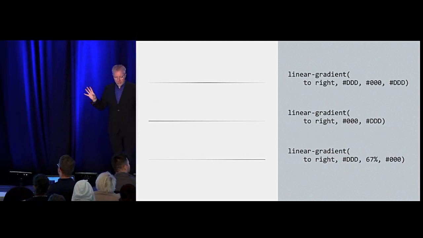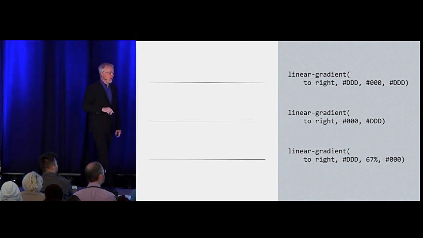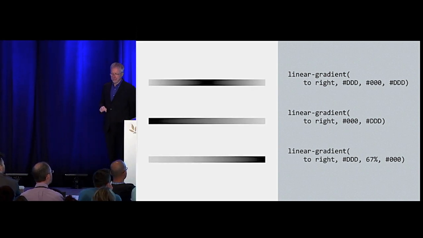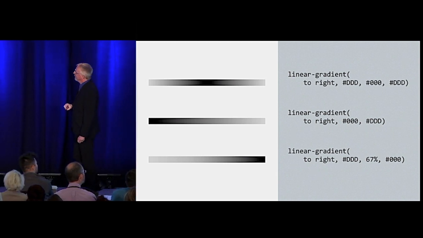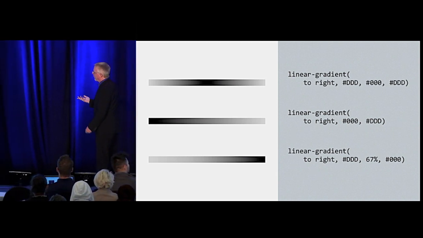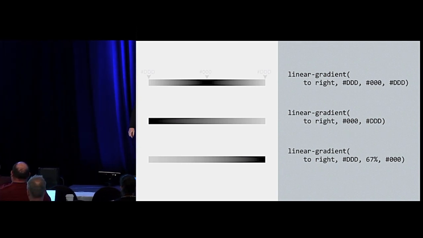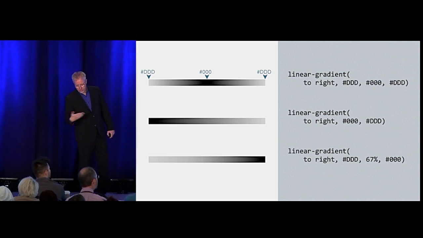And I wanted to sort of illustrate more clearly how I was doing what I was doing. Let me make these taller first, right? So that's what each of those gradients looks like. And you might have done gradients in the past, but as an example, that first one there goes to the right. It goes from DDD to 000 to DDD.